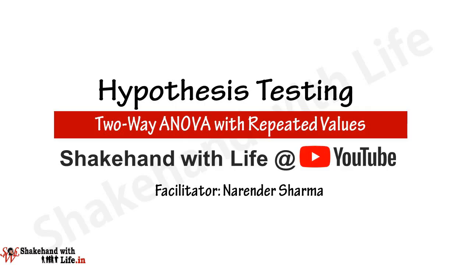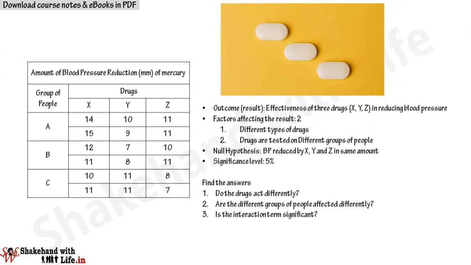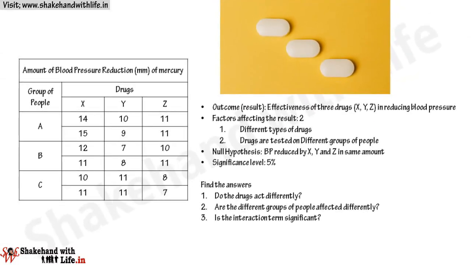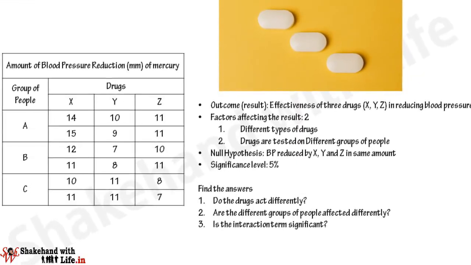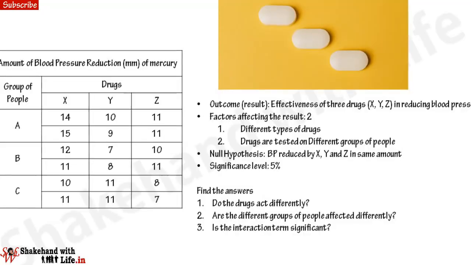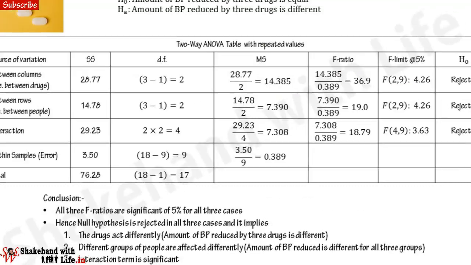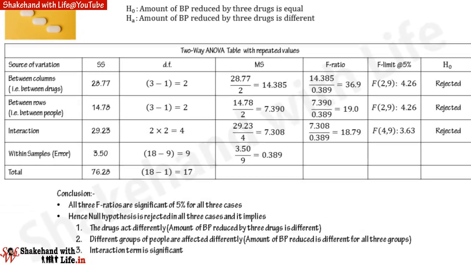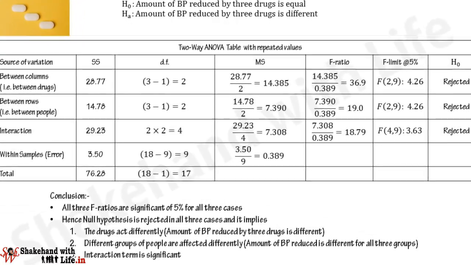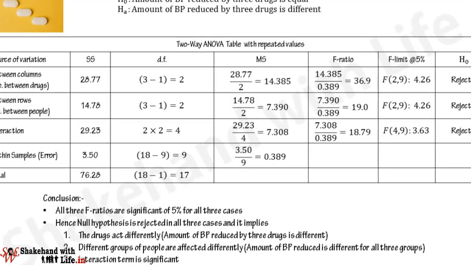I am Narendra Sharma. In this video, we will study the two-way ANOVA for testing a hypothesis with repeated values, with an example. It implies when an experiment is repeated and there are two different factors that could impact the null hypothesis. So we will understand how to calculate the F ratio and F limit and test the null hypothesis by comparing the F ratio against F limit for each factor.